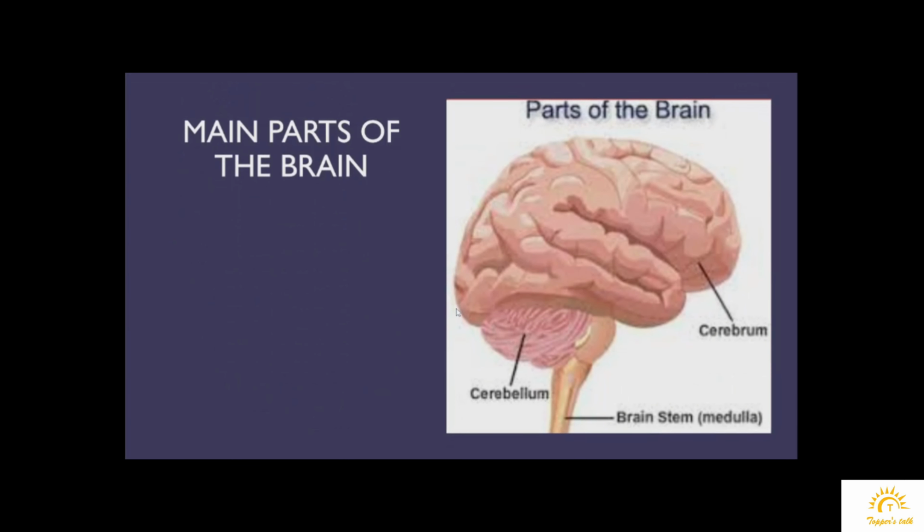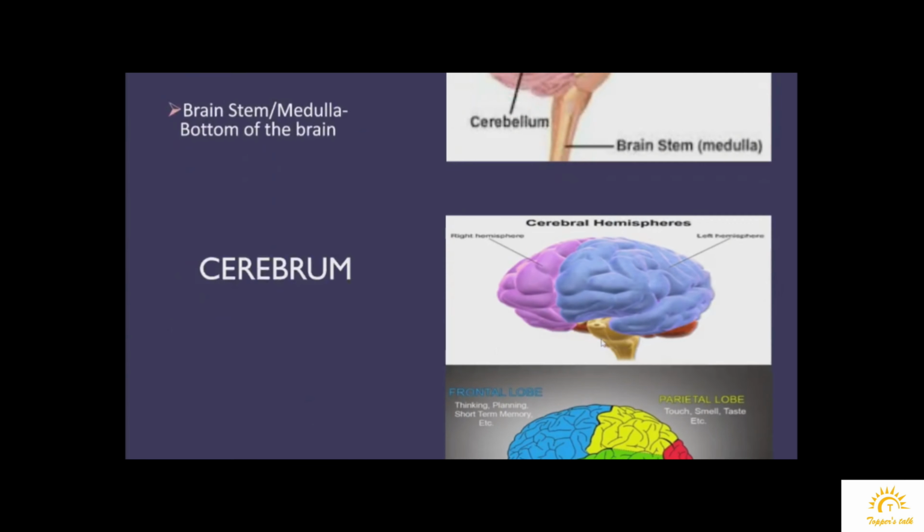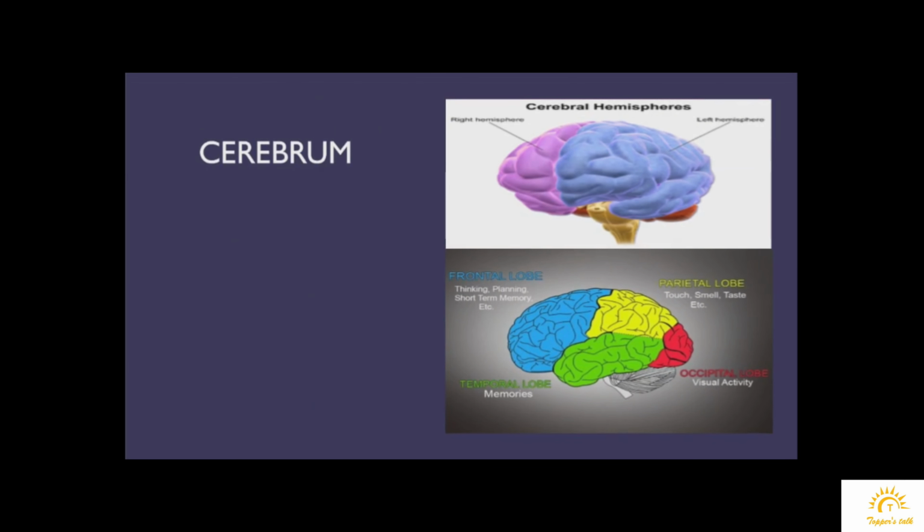Let's learn about the main parts of the brain. There are three main parts of the brain. Cerebrum, which is the large and upper part of the brain, cerebellum, which is the back of the brain, and the brainstem or medulla, which is at the bottom of the brain. Let's learn more about each part of the brain.